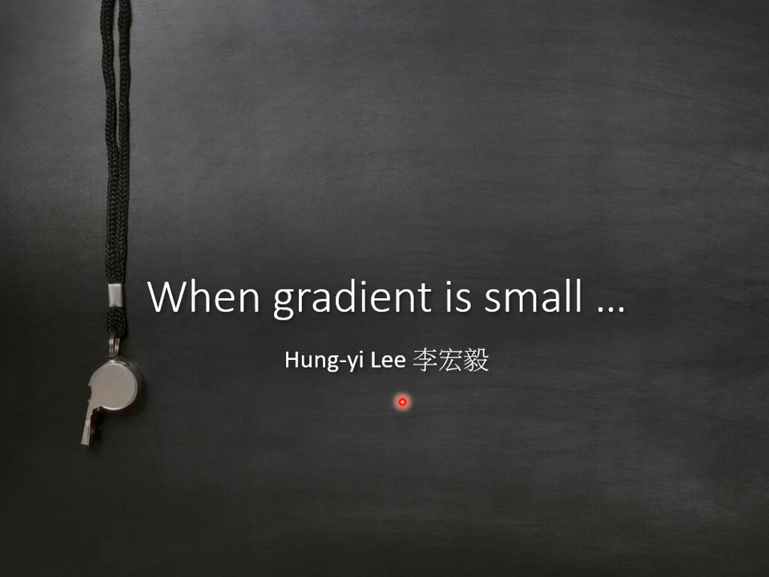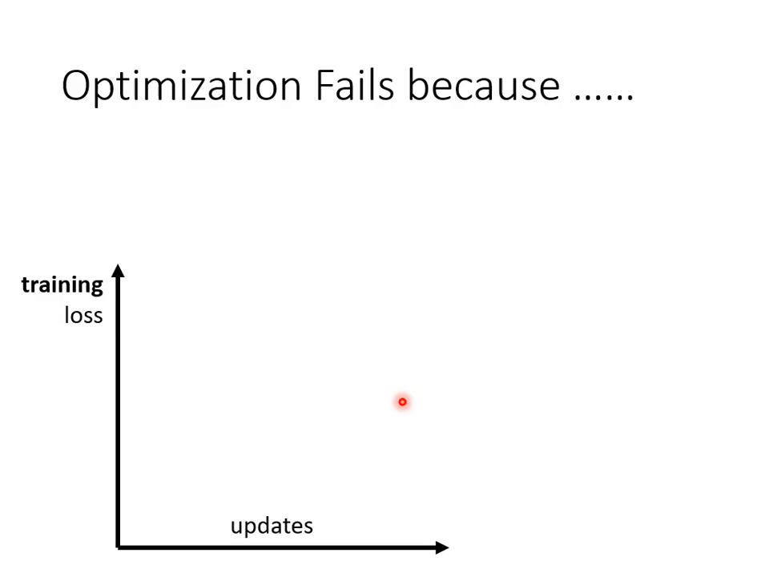Now we are going to talk about the optimization part. What we are going to talk about basically has nothing to do with overfitting. We only discuss that in optimization: how to make gradient descent better. So why does optimization fail?